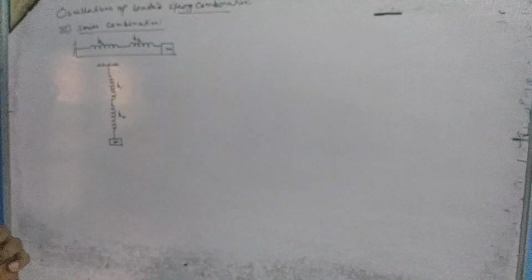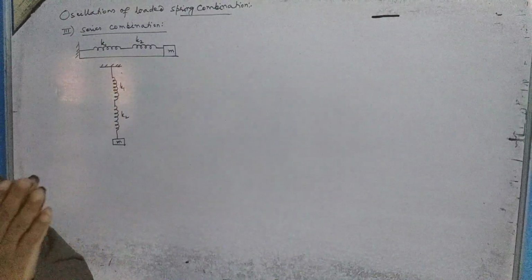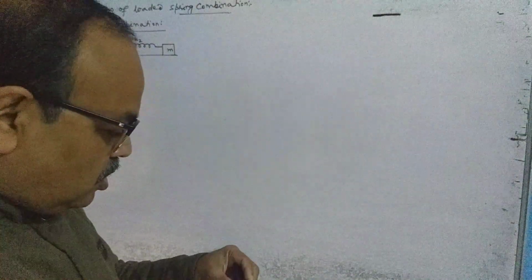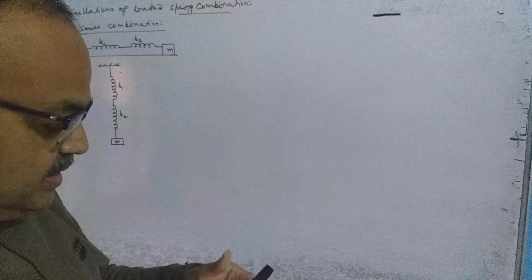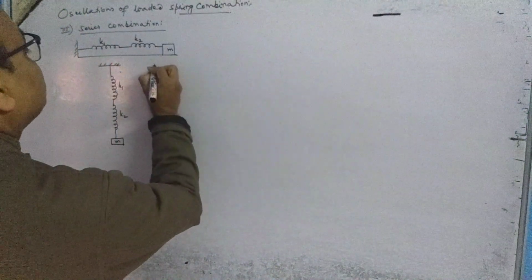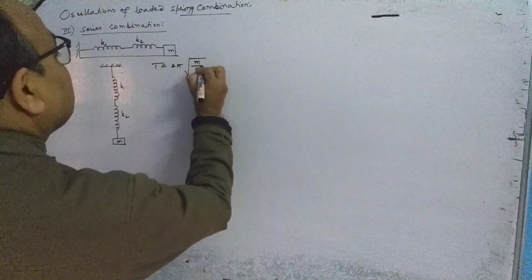But before I discuss this series combination, I want to remind you from our last class that in case of a single spring, the time period of oscillation is T = 2π√(m/k). This is for the single spring.